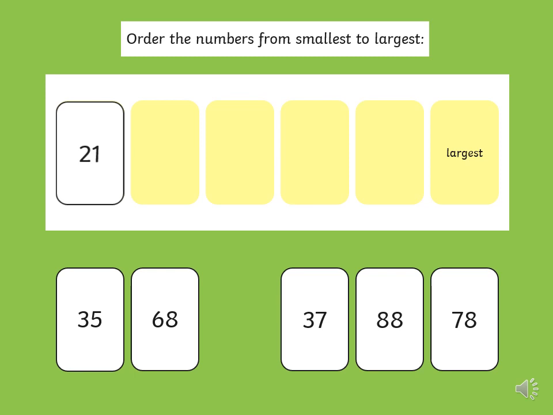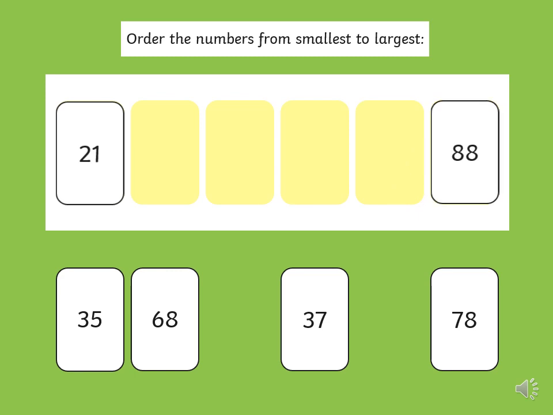So now let's look for the largest number. So we're going to be looking for the highest number in the tens column. So we've got 35, 68, 37, 88 and 78. Which one do you think? That's right, 88. All right, now we need to order them.